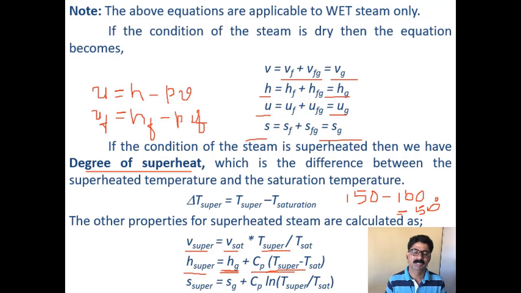Similarly, the entropy of superheated steam, S super, is equal to Sg, that is the entropy of the saturated vapor, plus the entropy change from T saturation to T super. Whenever temperature change is there, it is the integration of Cp dT by T. After integration, the integral of 1 by T is ln T. If you apply the limits, it is ln of T super by T sat. So here also Cp is the specific heat of the superheated vapor.